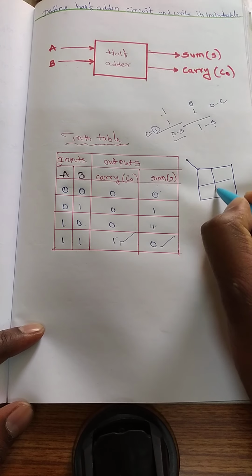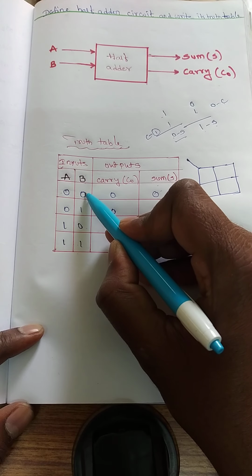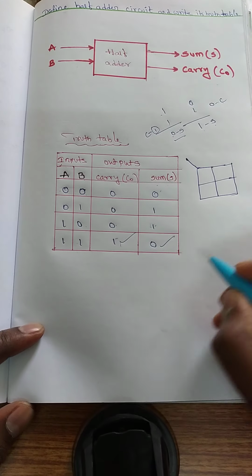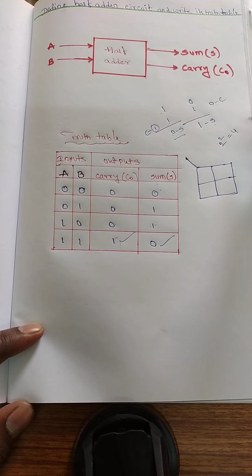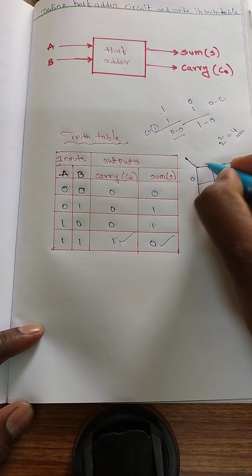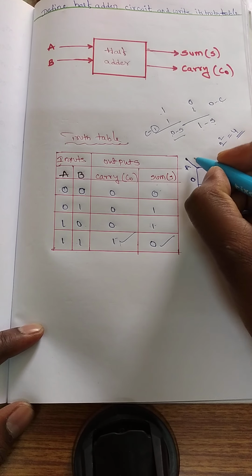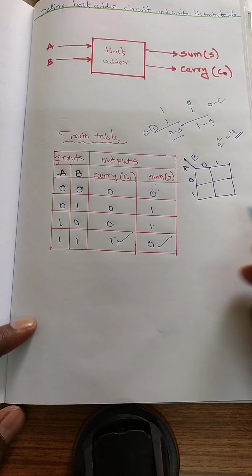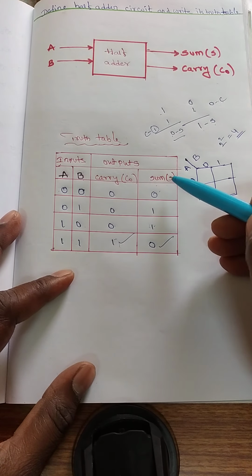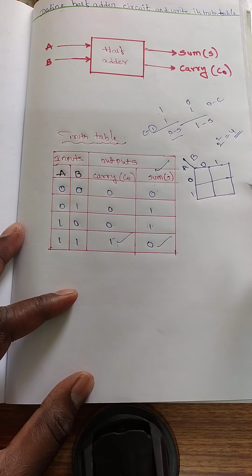Here we are taking 2 inputs, then how many possibilities? 2 power 2 equal to 4 possibilities: 0 0, 0 1, 1 0, 1 1. One side we will take A, another side we will take B. Now we'll draw the circuit for sum. For sum we'll use a Karnaugh map and draw a circuit.